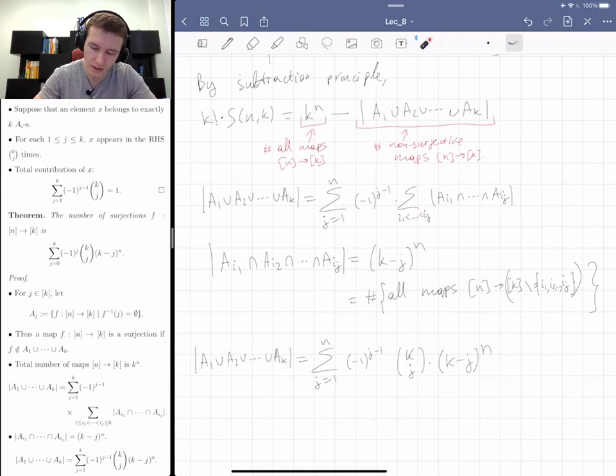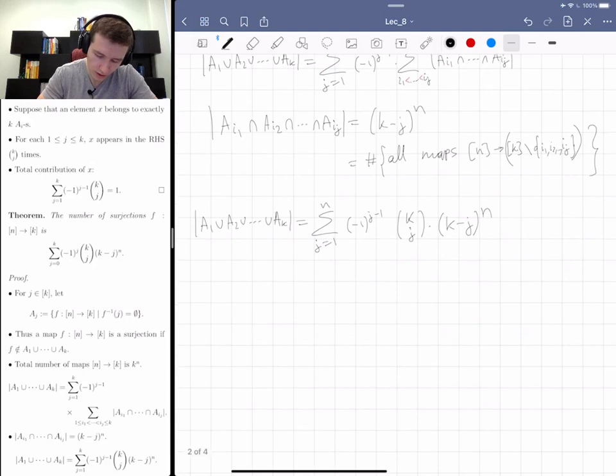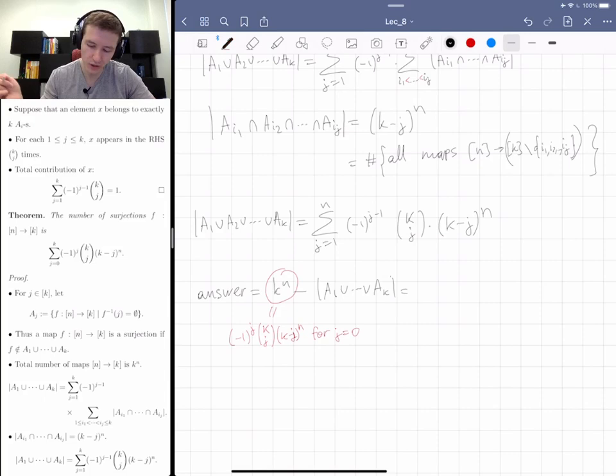So the answer, which is the number of surjections, is given by k to the n minus the size of this union, A_k. If you look at the sum, the j equals 0 term corresponds to k choose 0, which is just 1, times k to the n. So in other words, this is equal to negative 1 to the j times k choose j times k minus j to the n for j equal to 0. That's a very neat coincidence that the sum still has the same form.